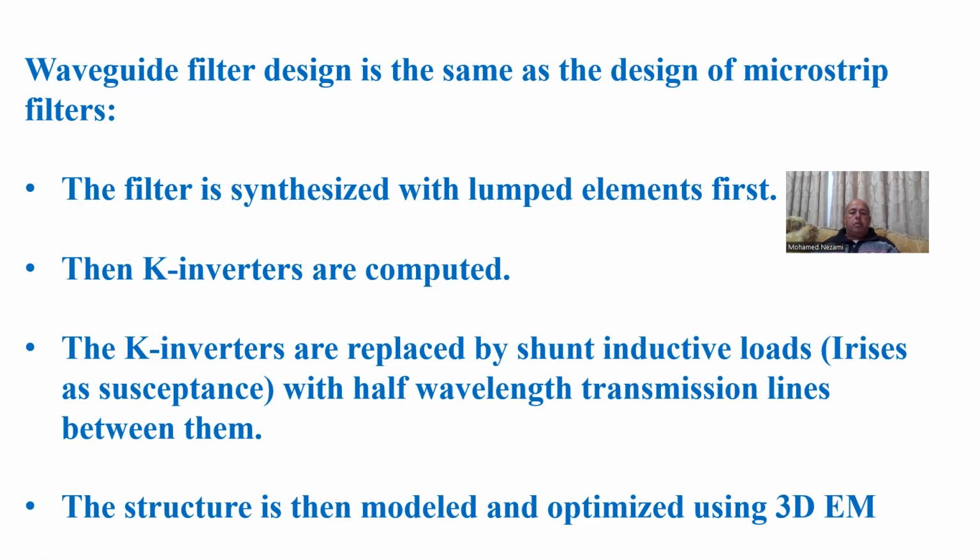The structure then is modeled. Usually the design equations will give you the initial dimensions, and then you can always put the structure in a 3D EM tool and run optimization to get the final dimensions of the filter. And then, of course, from there, you have to create a mechanical drawing for CNC machining or 3D printing, whatever method happens to be that you chose to fabricate the filter.